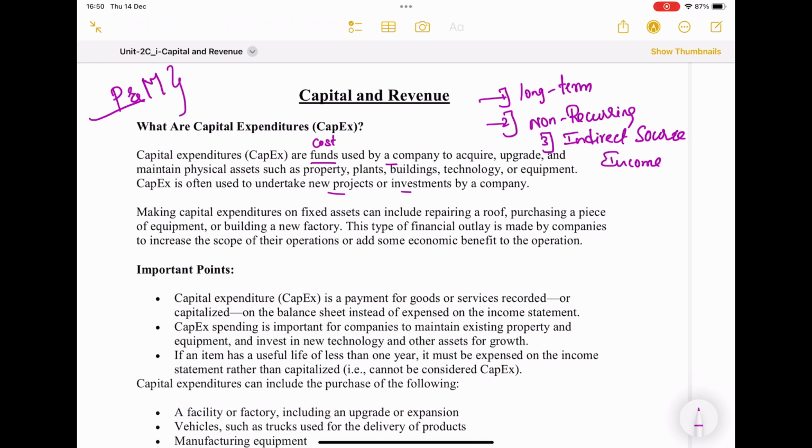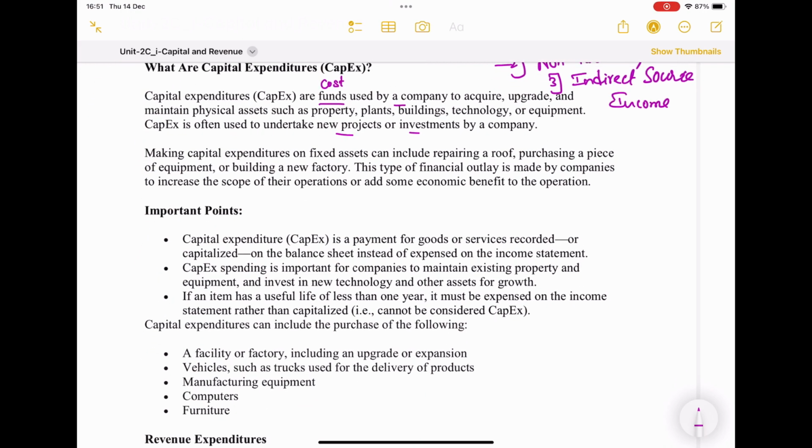Through this plant and machinery, I'm going to produce my products, and I'm going to sell. Due to that, I'm going to earn profit, isn't it? This is the indirect source. Plant and machinery is an expenditure. Why am I incurring that expense? In order to produce my source of income, so it is an indirect source for income.